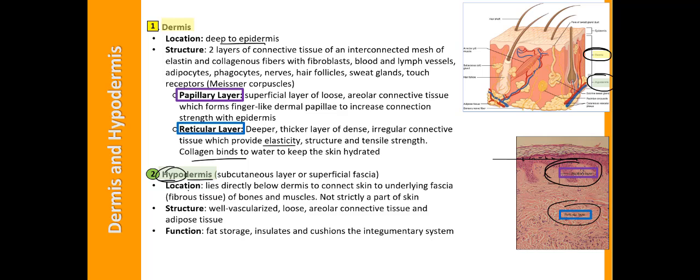And so it contains adipose tissue. It's well vascularized, contains a lot of blood vessels, and it helps to insulate and cushion the entire integumentary system.